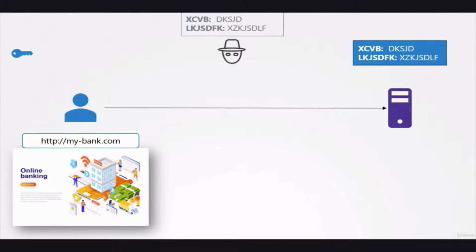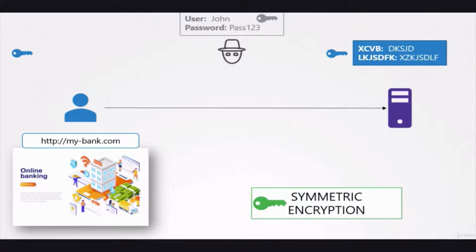However, the same is the case with the server receiving the data. It cannot decrypt the data without the key. So a copy of the key must also be sent to the server so that the server can decrypt and read the message. Since the key is also sent over the same network, the attacker can sniff that as well and decrypt the data with it. This is known as symmetric encryption.